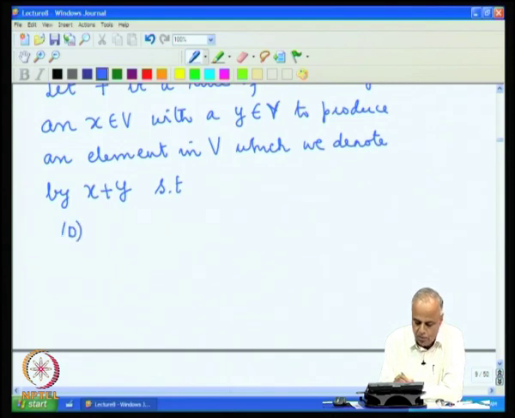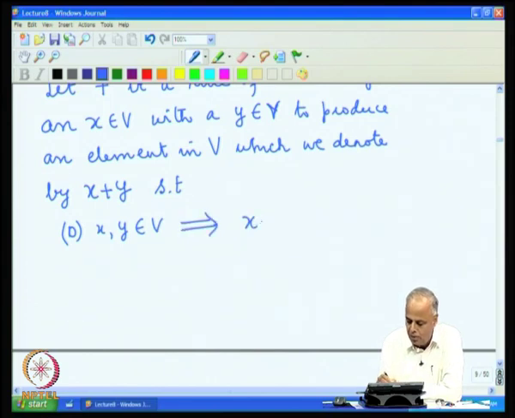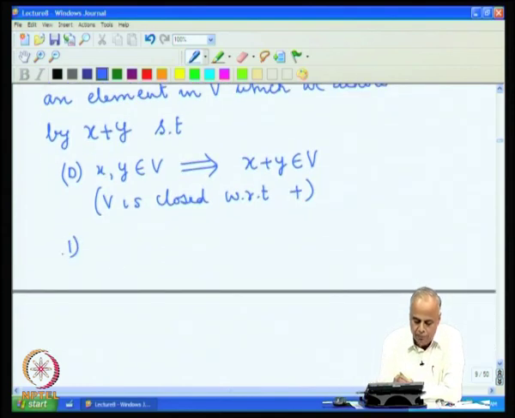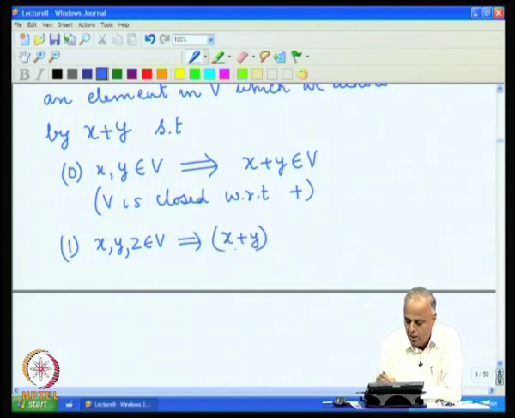We had the 0th rule: x and y belong to V, then the result of the combination must also be in V. We say V is closed with respect to plus, this operation plus. Then we demanded associativity. So, x, y, z in V implies x plus y plus z must be equal to x plus y plus z. This is the associativity of plus.